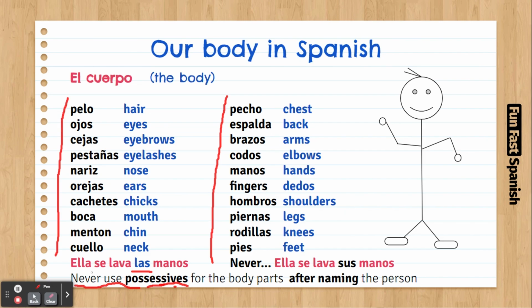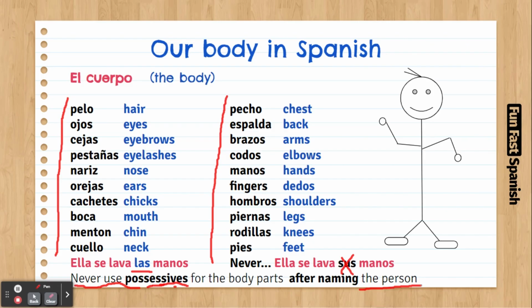So always put the part of the body just with the articles, yeah, because these verbs are going to be reflexive, and it means that you are doing this to yourself. Yo me lavo las manos, ella se lava las manos, tú te lavas las manos, right? But it's always las manos, yeah. So never say sus manos. Don't use possessives for the body parts after naming the person, yeah. That would be it. That's how you say to wash your hands.